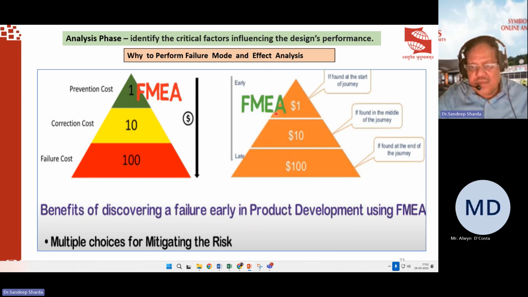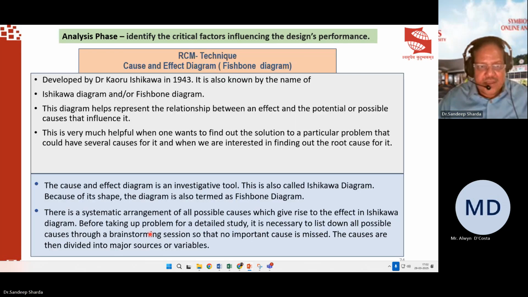So with FMEA, if a failure is found at the start of the journey, it will cost $1. If it is found in the middle of the journey, then it is $10. If it is found very late, in the end, then it is $100. So the benefit of discovering failure early in product development using FMEA is preventing unnecessary failure cost and having multiple choices for mitigating the risk.